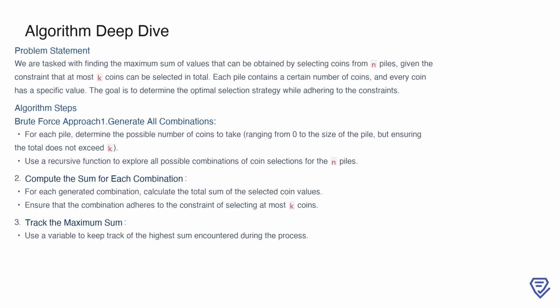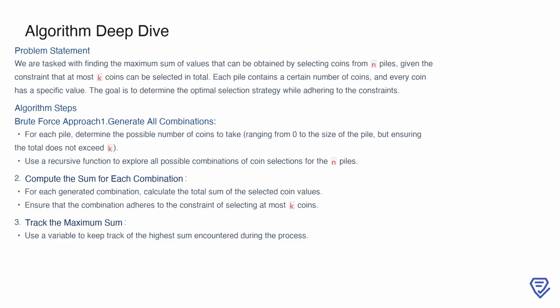One straightforward way to approach this is through a brute force method. The first step involves generating all possible combinations of coin selections. For each pile, we consider every possible number of coins to take, ranging from 0 up to the size of the pile, ensuring the total number of coins selected across all piles doesn't exceed k. We then use a recursive function to systematically explore these combinations.